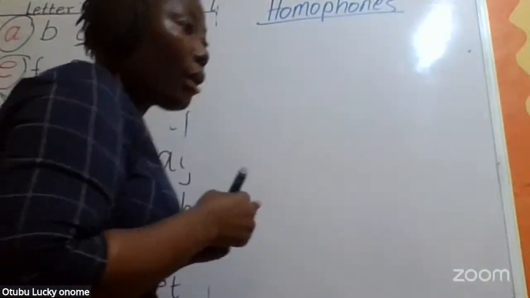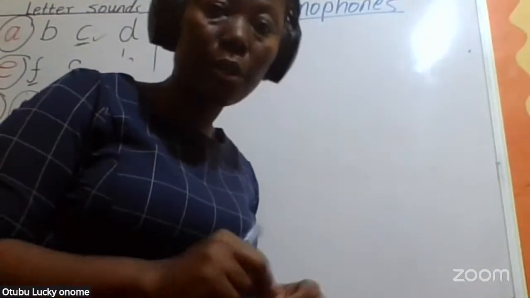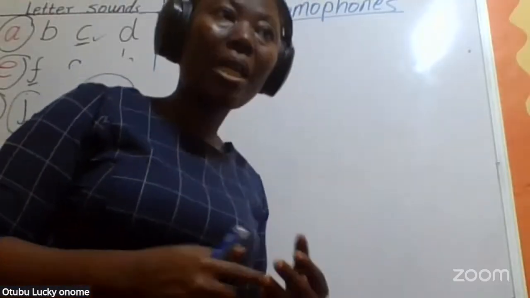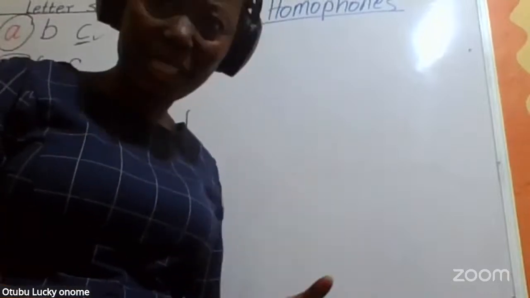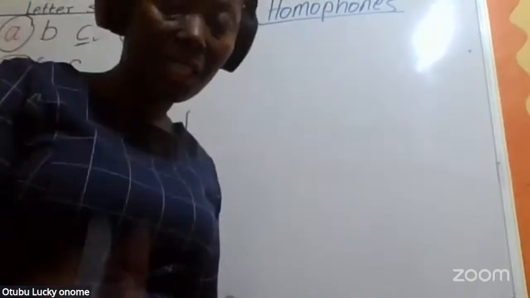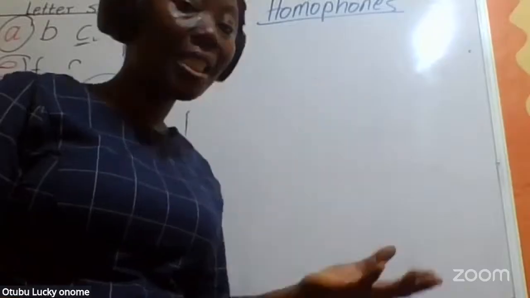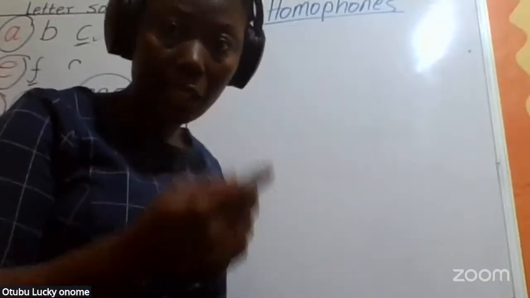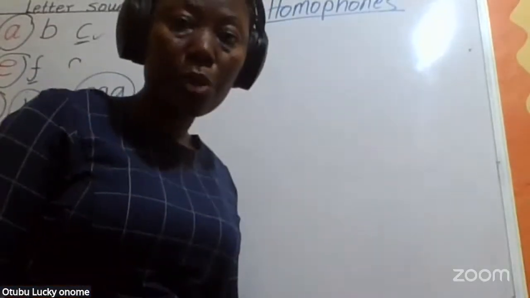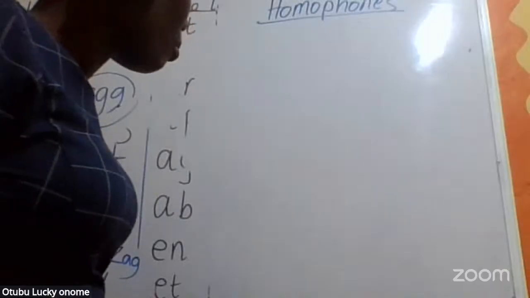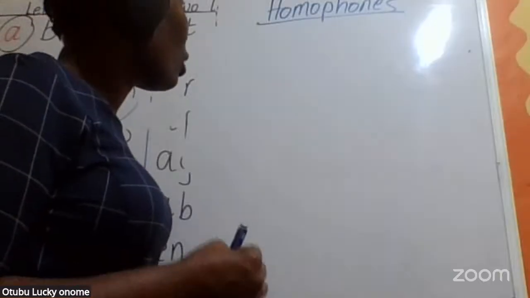Homophones are two words that sound alike, but they have different spelling and different meaning. Why is this important? It's important so that when you are speaking, reading or even writing, you will not get confused and people will not misunderstand you. If you are supposed to write see, as in I can see you, and then you write sea, as in the ocean, people will misunderstand you.